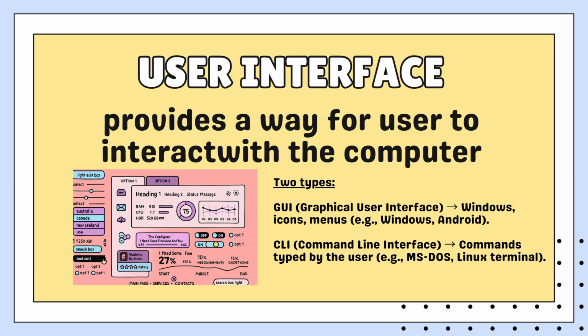Now the second one, CLI, command line interface, commands typed by the users. That means what I have typed in this window, and what you are seeing, is also an OS, operating system. These are MS DOS, Linux and terminal.